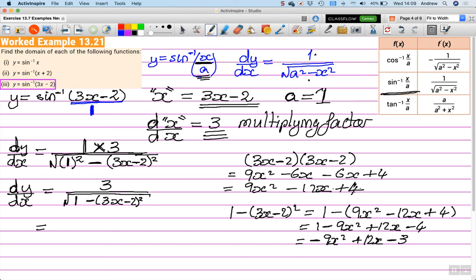And the answer will be 3 over the square root of minus 9x squared plus 12x minus 3. And that's the end of that particular problem. Okay, let's go on to do the final problem.